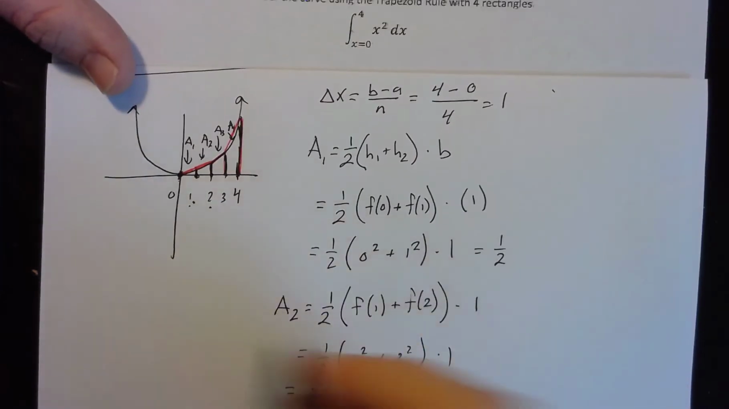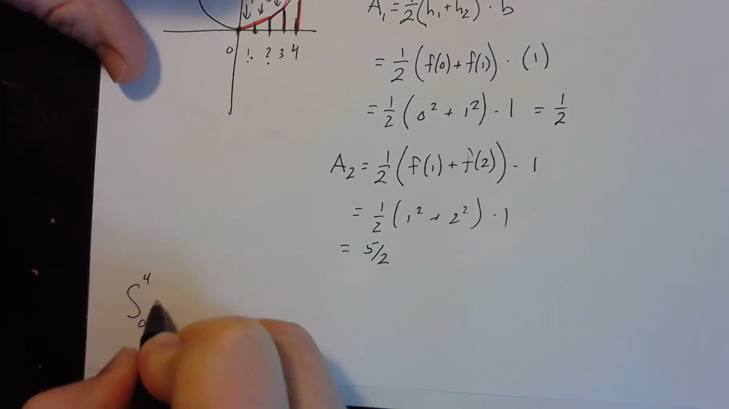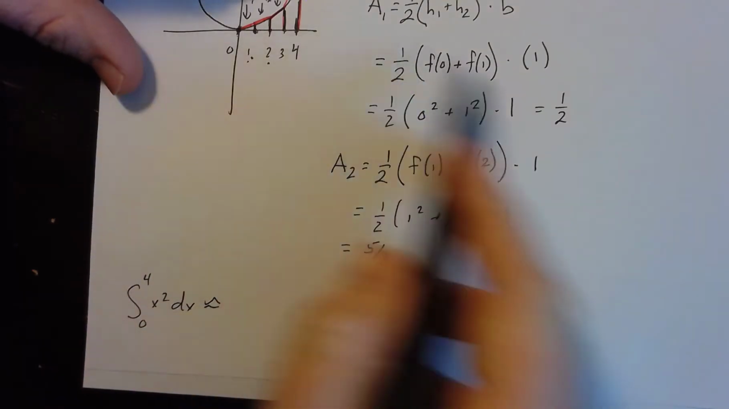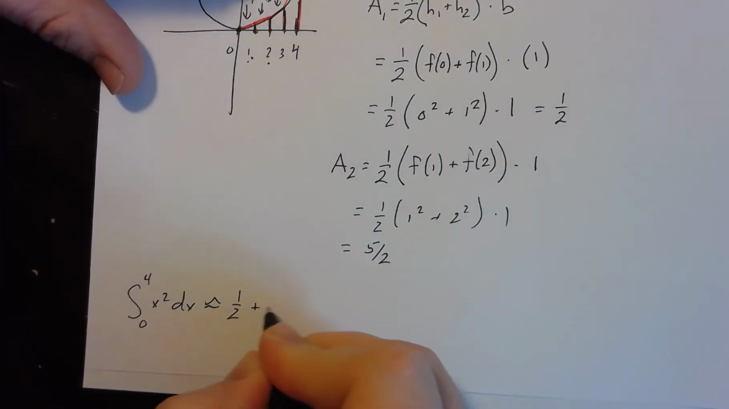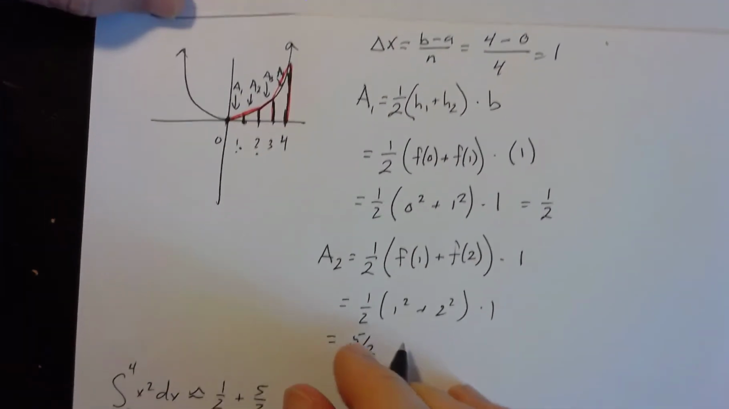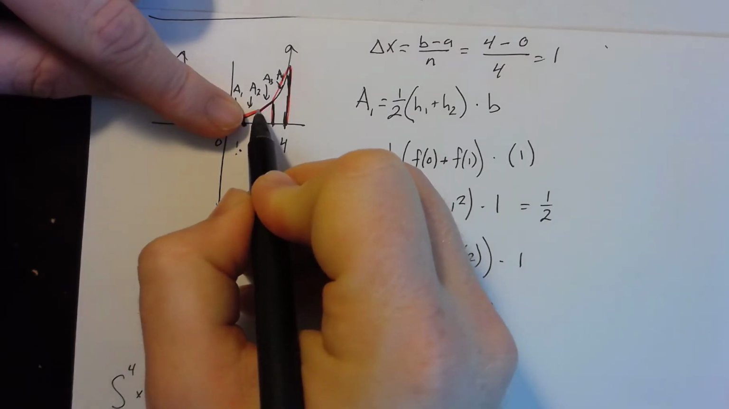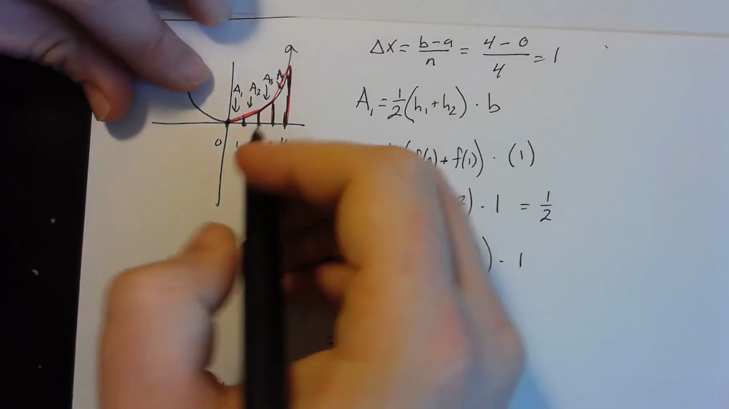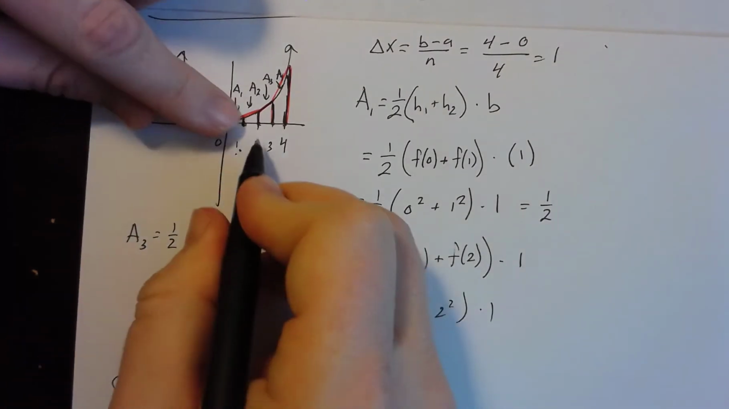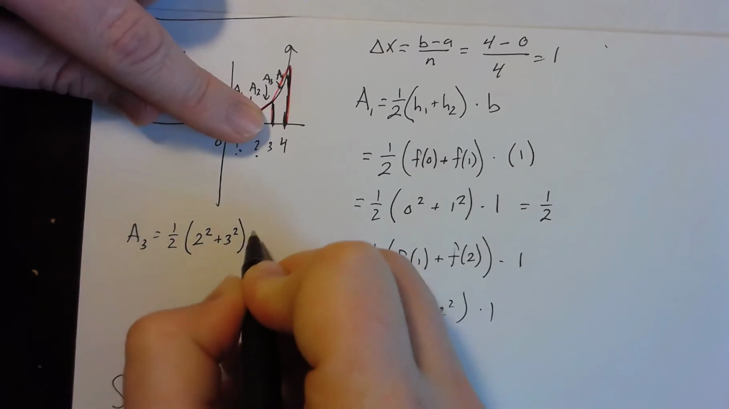So now I'm going to write this down here: the integral from 0 to 4 of x squared dx is approximately equal to area 1, which is 1/2, area 2, which is 5/2. I'm going to have to figure out what area 3 and area 4 are. Well, area 3 is the distance between 2 and 3, and again, the heights of those two values averaged. So very quickly, a sub 3 is 1/2 times 2 squared, because that's my starting point, plus 3 squared, because that's my ending point, all times 1.